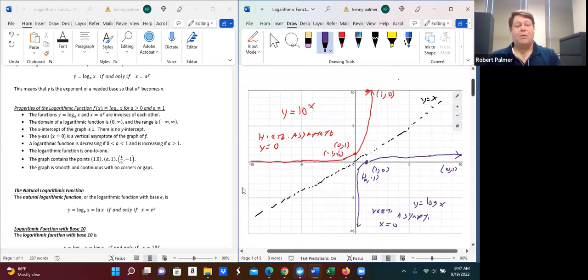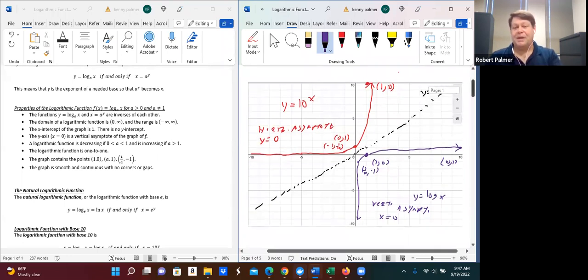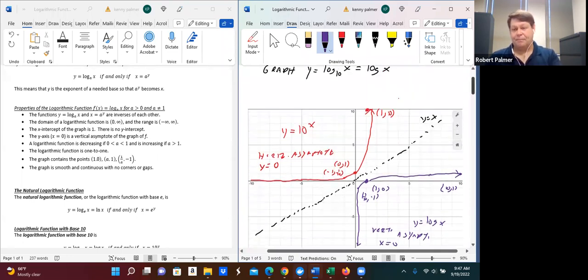And so the graph of y equals e to the x will look very similar, except we'll just replace base 10 with base e. It will look basically the same.